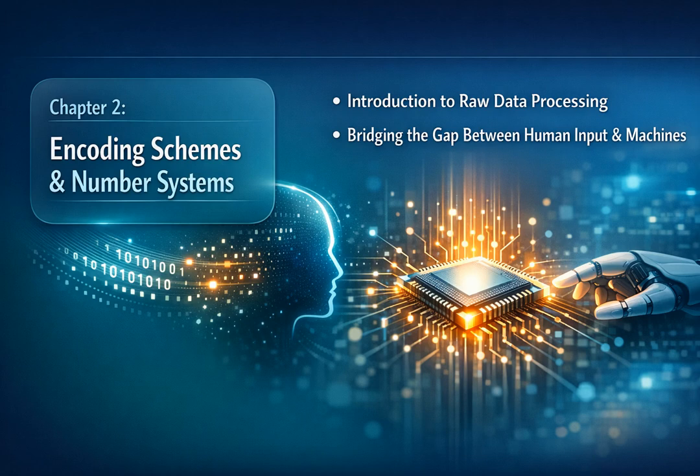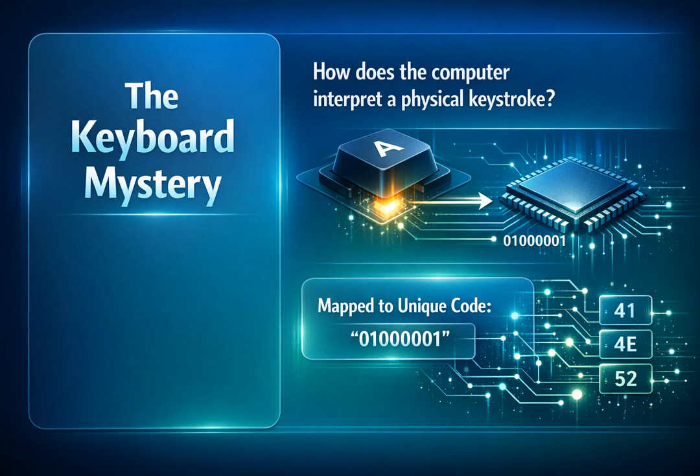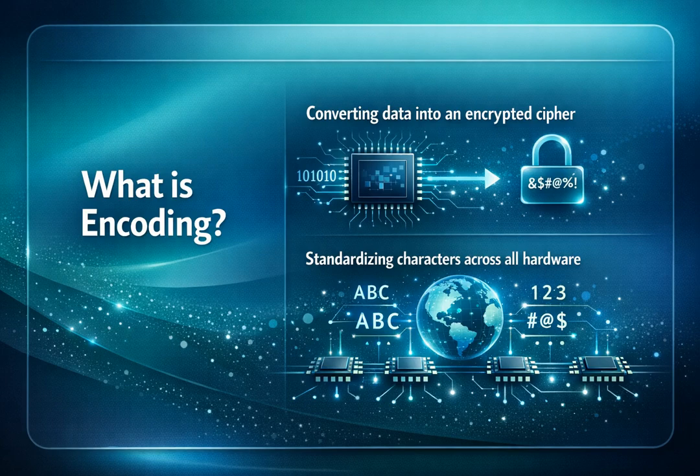Welcome to Chapter 2. Today, we focus on encoding schemes and number systems, diving deep into how a computer handles human inputs. Have you ever wondered what exactly happens when you press A on your keyboard? The computer intercepts that physical action and translates it via internal mapping to a predefined code. This process is called encoding.